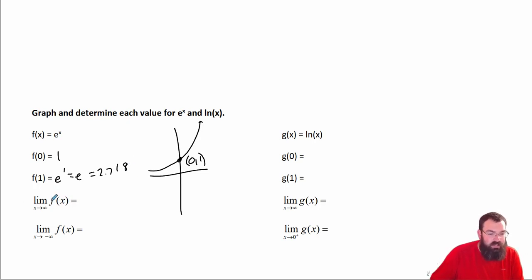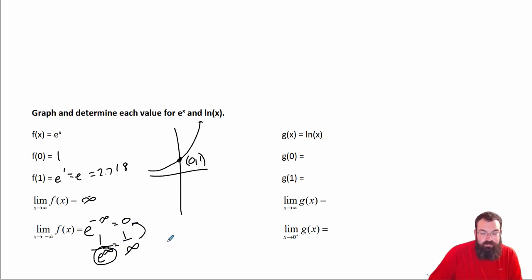The limit as x approaches infinity of f of x is going to approach infinity, because this is going to keep going and going and going without bound, and so it's going to be infinity. And then for negative infinity, e to the negative infinity is going to be 0, because e to the negative infinity is 1 over e to the infinity, and this grows without bound, so it's 1 over infinity, which is why it's going to be 0.